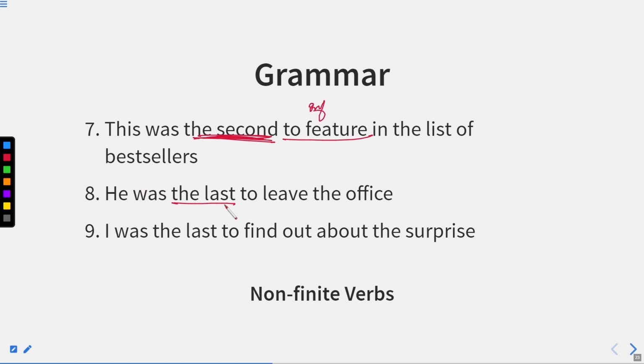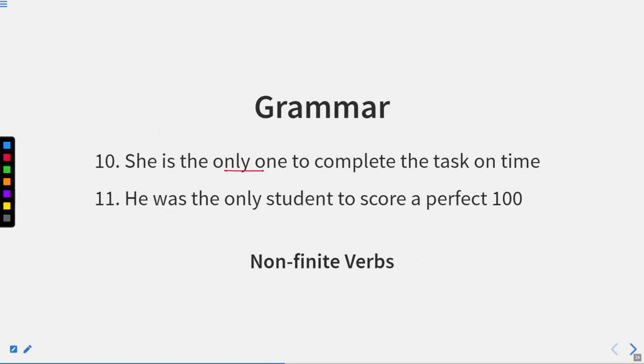He was the last to leave the office. So to leave is an infinitive. I was the last to find out about the surprise. So the last is an ordinal, and to find is an infinitive. She's the only one to complete the task on time. So to complete is an infinitive. He was the only student to score a perfect 100. So to score is again an infinitive. So with these words, we can make these structures to show the infinitives.